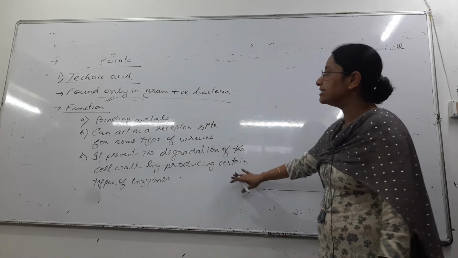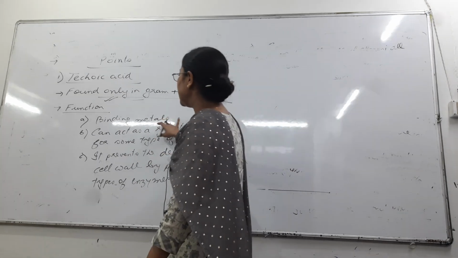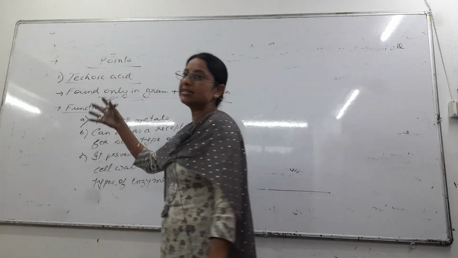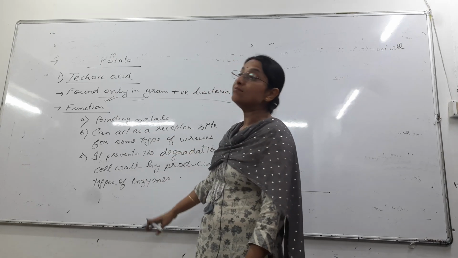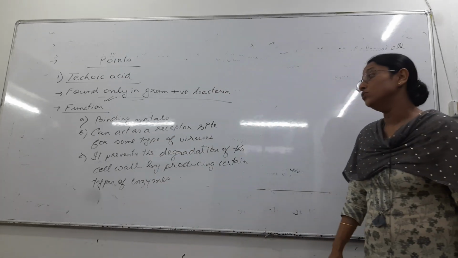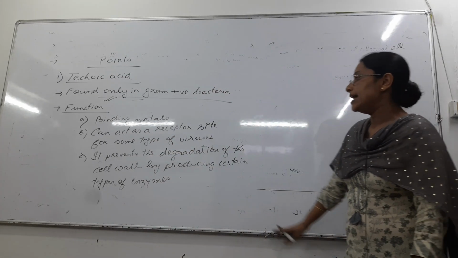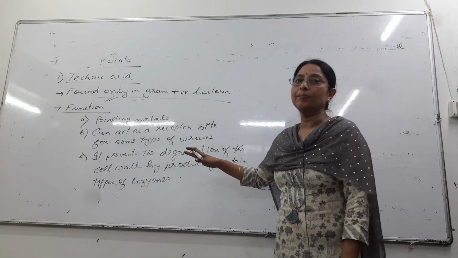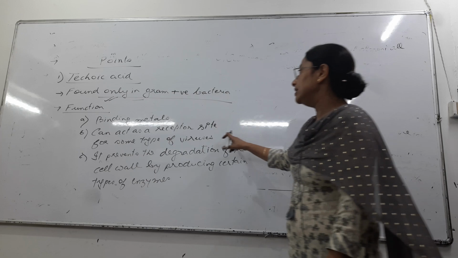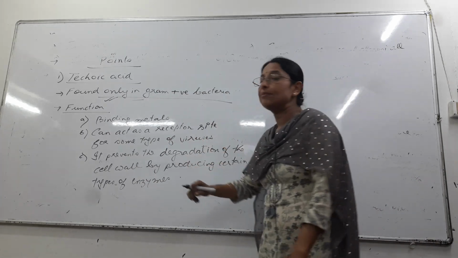As far as the function is concerned, it helps in the binding of metals, so bacteria can bind to them. Next, it acts as a receptor site for some type of virus. This is a point that you need to know and we'll explain it later also. As far as the third point is concerned, I think it's understood. Degradation means breaking down, right? It prevents breaking. So it acts as a receptor site of some viruses.